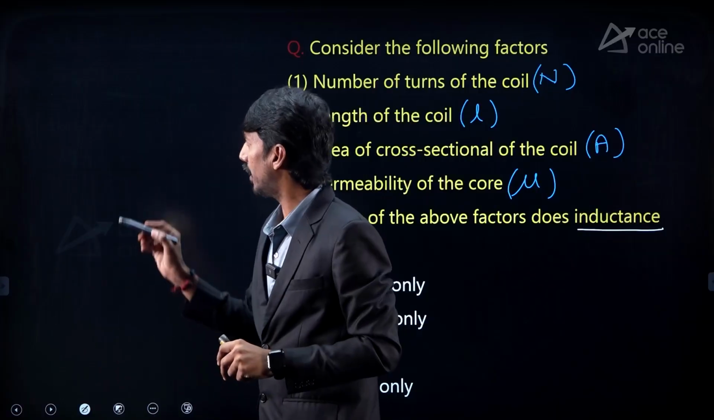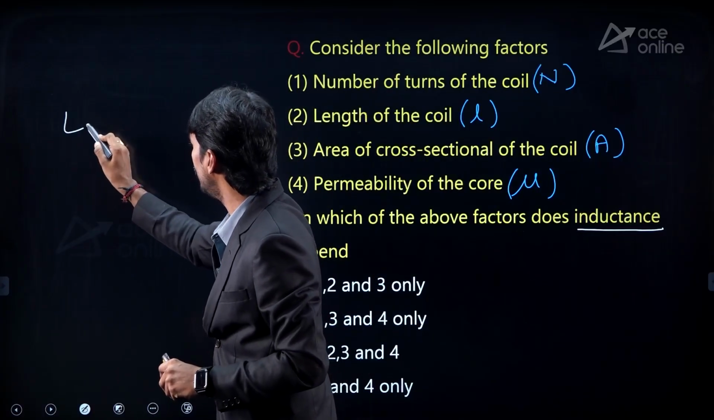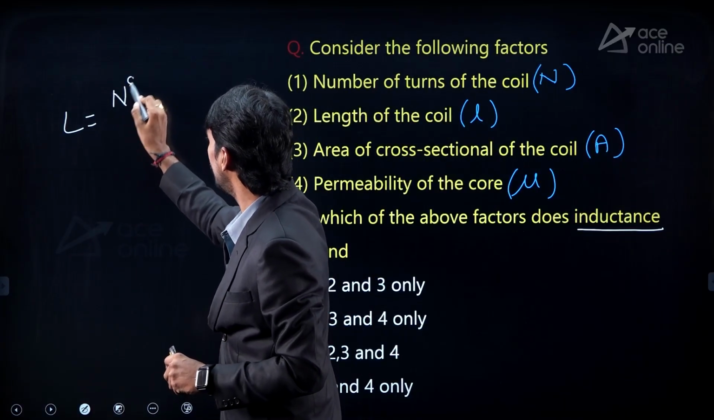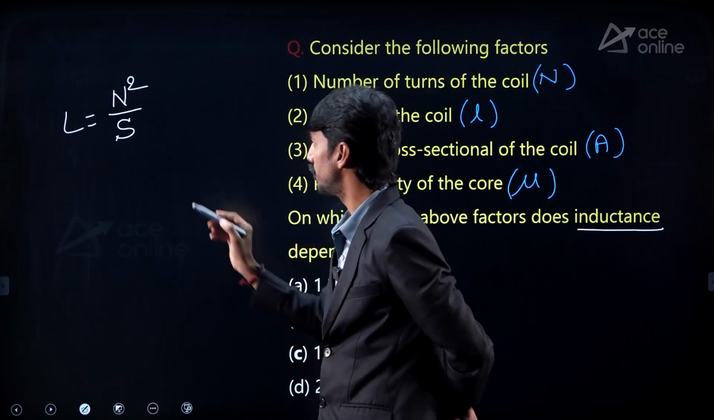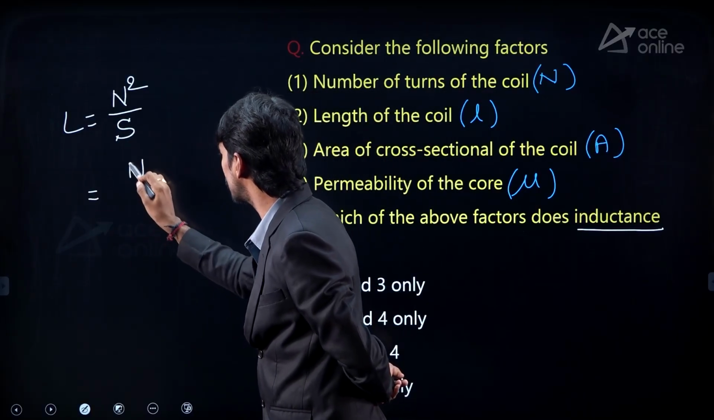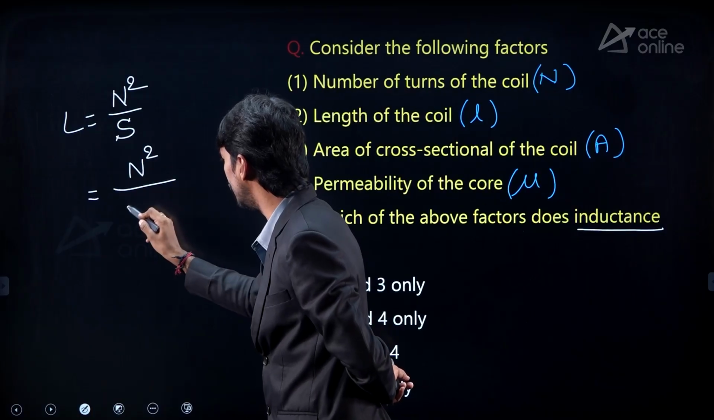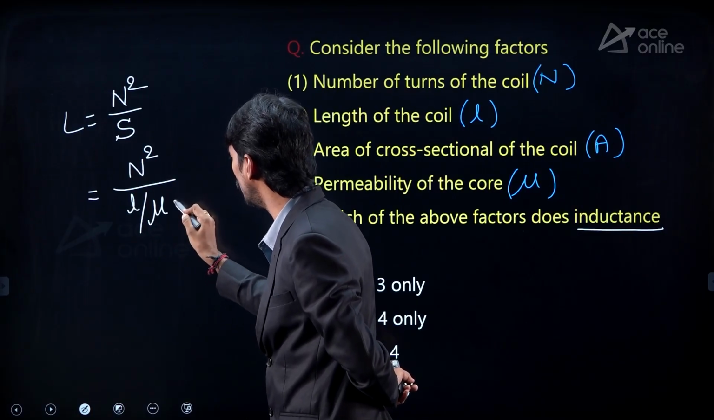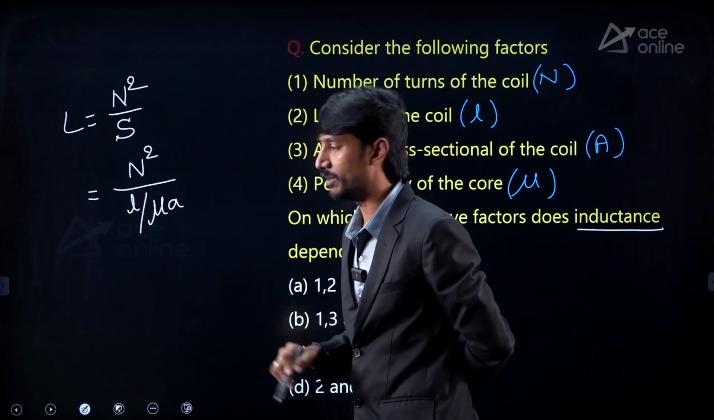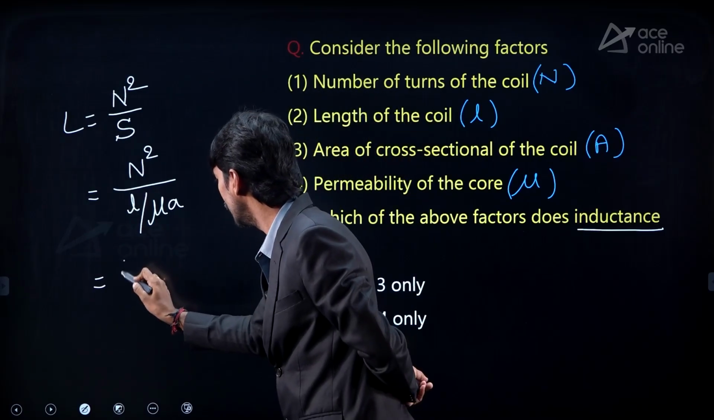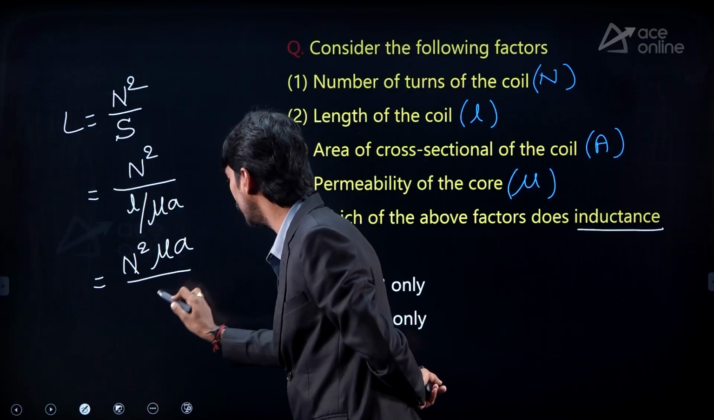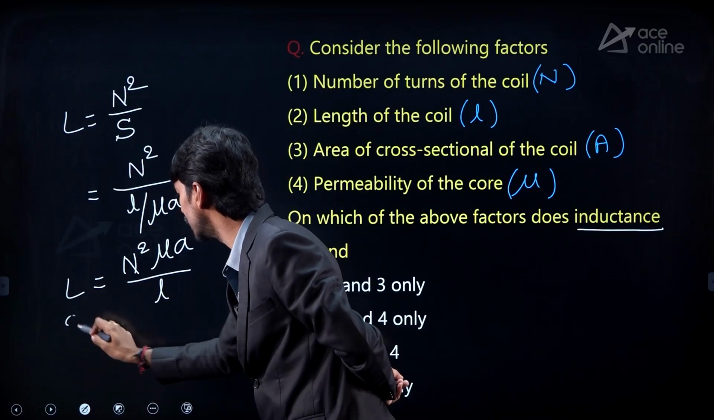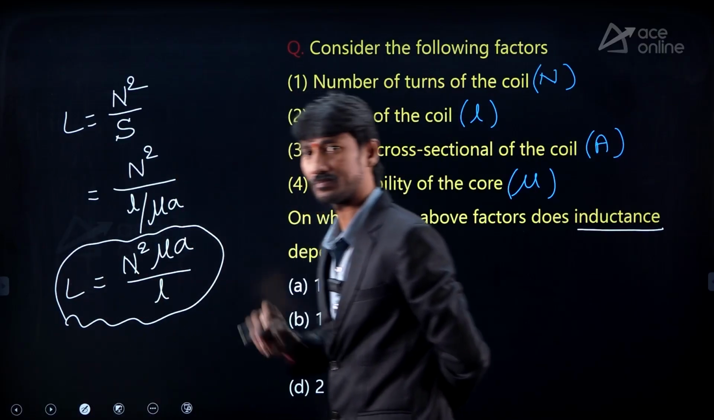First of all, what is the inductance formula? Inductance is N square by reluctance. Reluctance is L by mu into A. So therefore, L equals N square into mu A by L. This is the self-inductance formula.